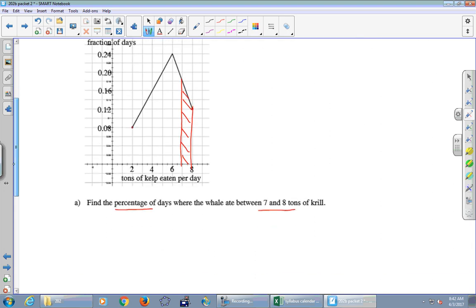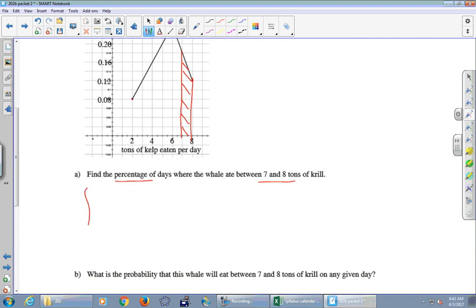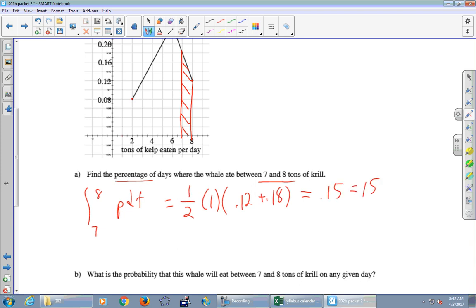So let's just do our quick calculation here. Integral from 7 to 8 of, I don't even know what it's called up there, we'll just call it PDF, equals, and it's a trapezoid, so half the height times the sum of the bases, 0.12 plus, what's the other one, 0.18? What do we get here? 0.15. Okay, so on 15% of all the days, this whale ate between 7 and 8 tons of kelp.